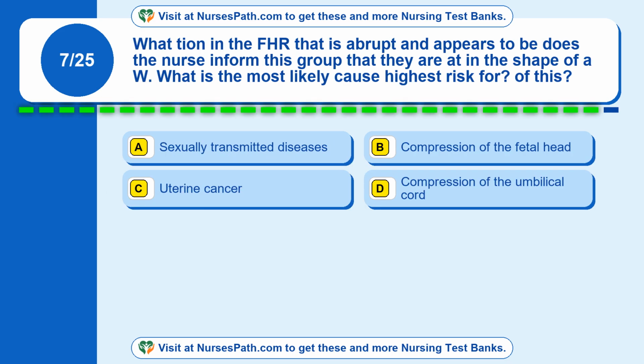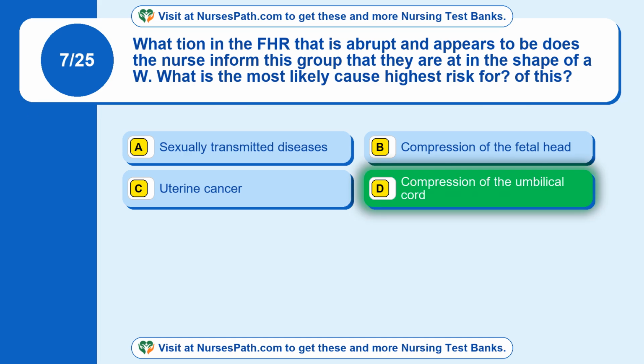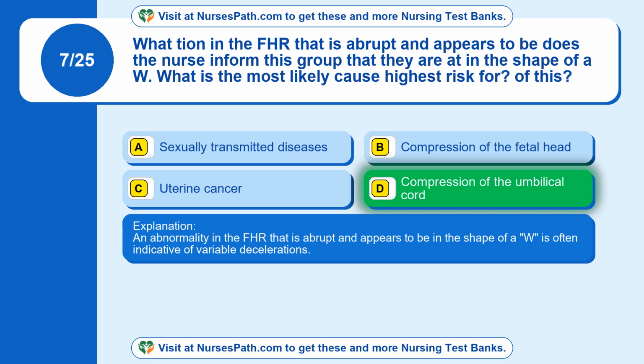Question 7. What should the nurse inform this group of clients about an abnormality in the FHR that is abrupt and appears to be in the shape of a W? What is the most likely cause of this? Option A. Sexually transmitted diseases. Option B. Compression of the fetal head. Option C. Uterine cancer. Option D. Compression of the umbilical cord. The correct answer is option D. Compression of the umbilical cord. An abnormality in the FHR that is abrupt and appears to be in the shape of a W is often indicative of variable decelerations.